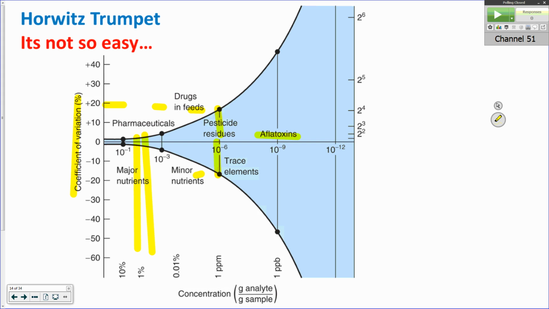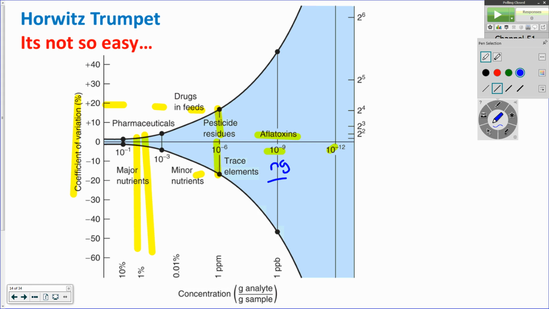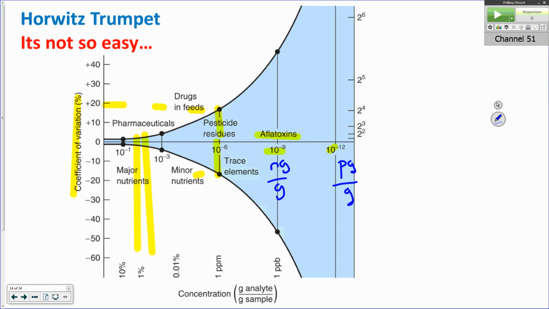Then you look at things that are below that, the really trace concentrations. So part per billion, I'm thinking about units, that's a nanogram per gram. And then if you go lower than that, it's a picogram per gram sensitivity.